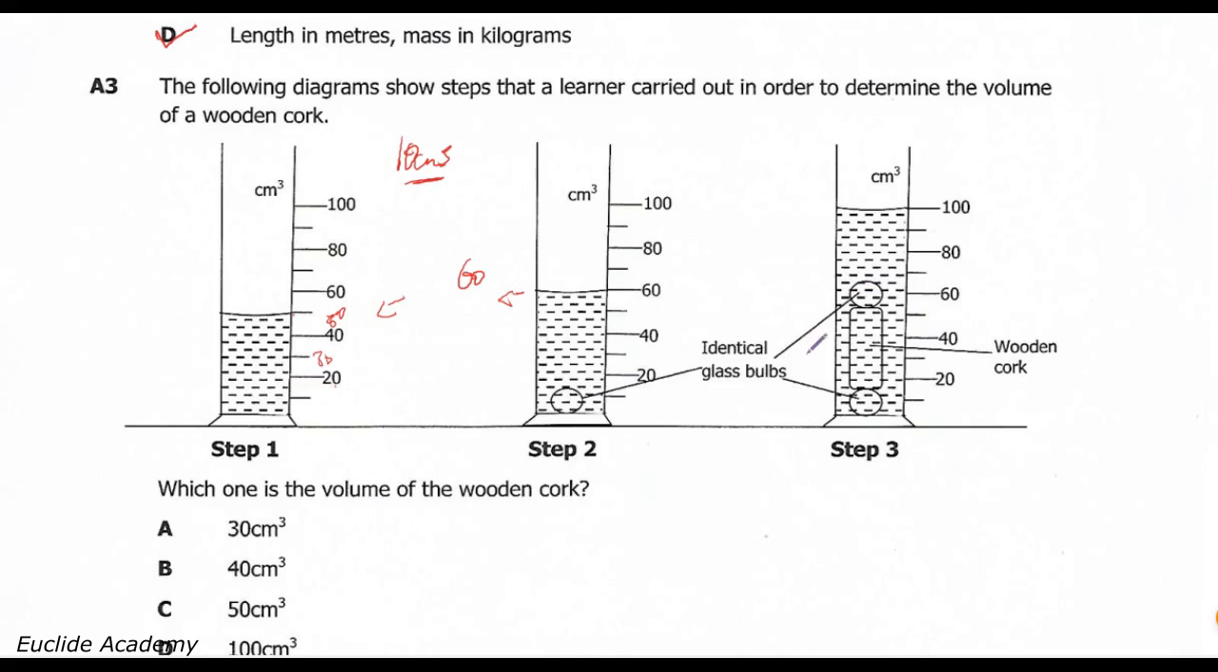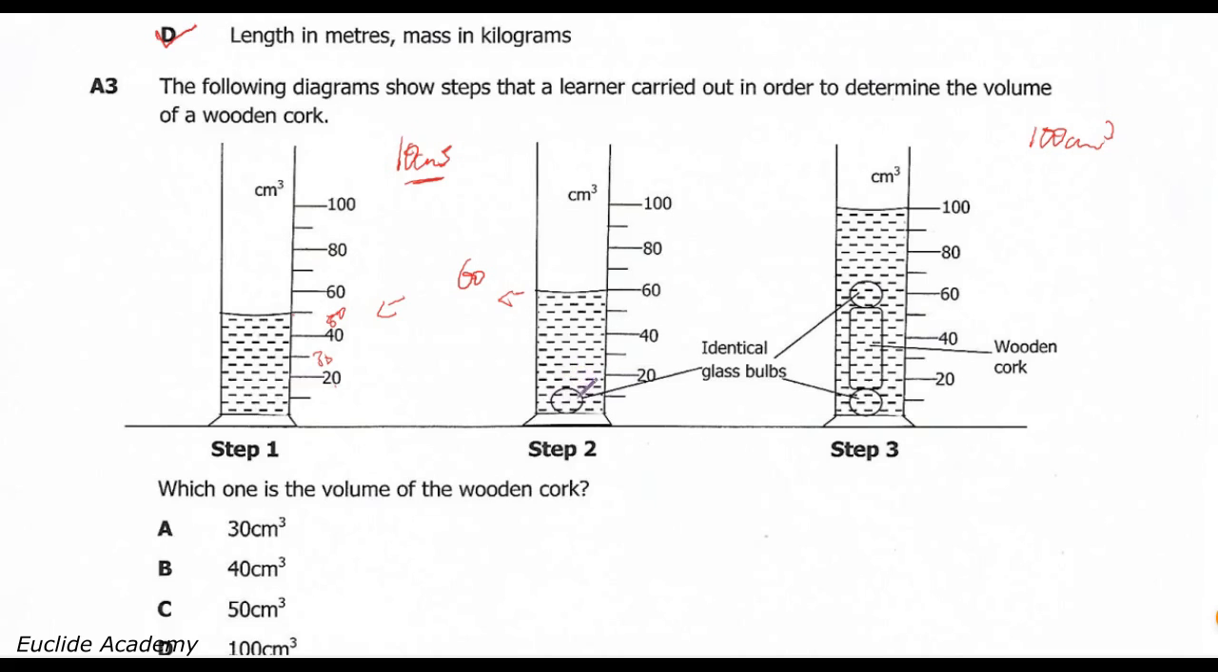So anyway, we'll come back to the glass bulbs later, and then let's just look at the entire volume now, after adding the two identical glass bulbs and the wooden cork. So from here we go all the way to 100 centimeters cubed. There are a couple of ways in which we can look at this. Every person can look at it differently, so we're going to look at it this way.